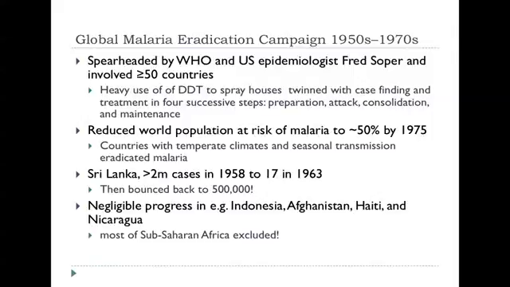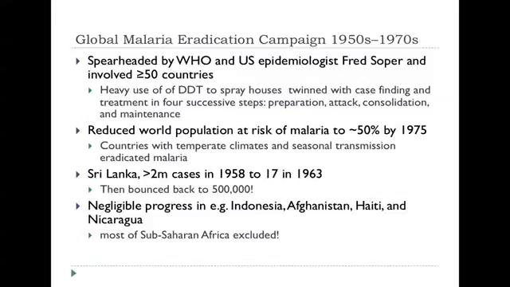Was it successful? Well, yes, partially. It reduced the world population at risk of malaria from 75% to around 50% of the world in 1975. And basically countries that had temperate climates like the UK and North America, where there was seasonal transmission, managed to control malaria. They had, in fact, eradicated malaria.